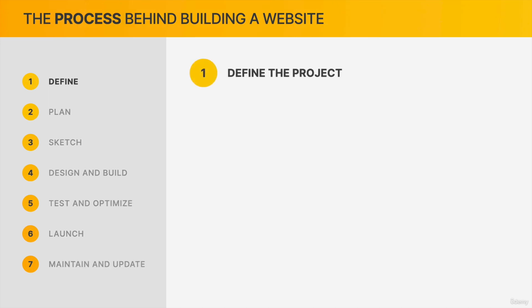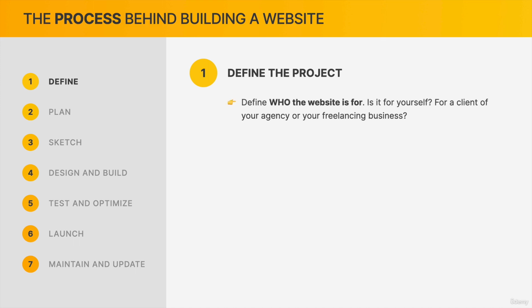Okay, and so now let's take a look at these 7 steps here one by one, starting with defining the project. And in this step, the first thing that we do is something very simple, which is to simply define who the website is actually for. So for example, is it for yourself, or is it for a client of your freelancing business, or maybe even the agency that you work in? So this sounds trivial, but it's still important to do this.